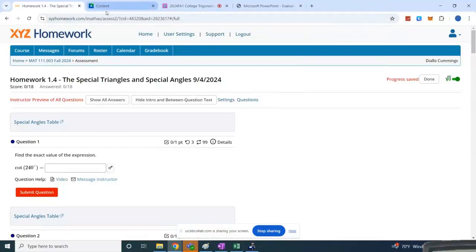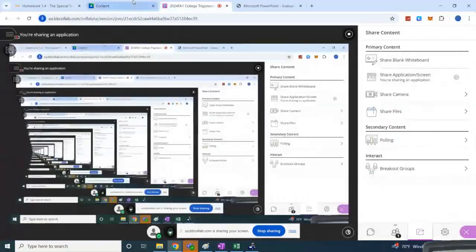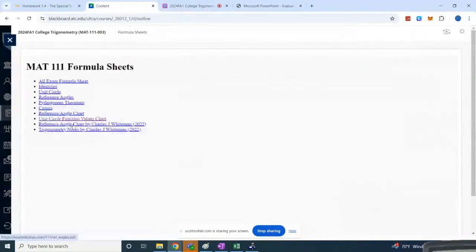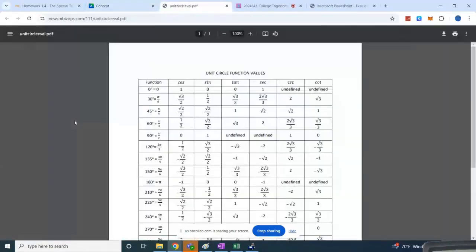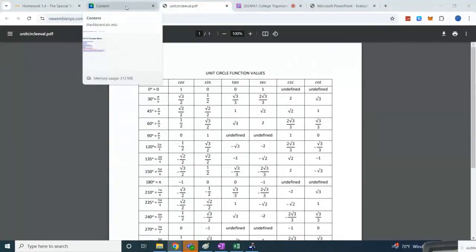you should have handy with you, I'm going to go into this lecture, the formula sheet section. And I'm going to pull up the unit circle function values chart. All right, we had taken a look at this chart before, and what it gives you are the 6 trig functions for every angle in the unit circle. So this is basically the only thing you're going to need for section 1.4.